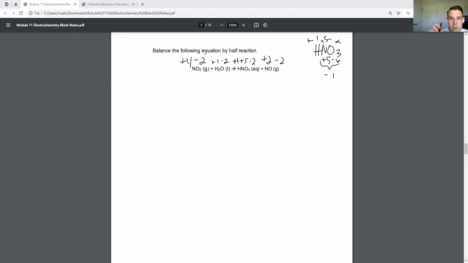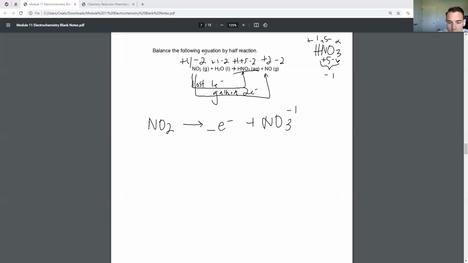So what's changing? This nitrogen here is going from a +4 to a +5, so it lost 1 electron. But then this nitrogen also gained 2 electrons. So it's actually doing both. Let me show you how this works. So since they're a gas, we have to leave it together. So the NO2, it's going to lose an electron. And again, we're in an aqueous solution, so I'm just going to look at the nitrate ion.